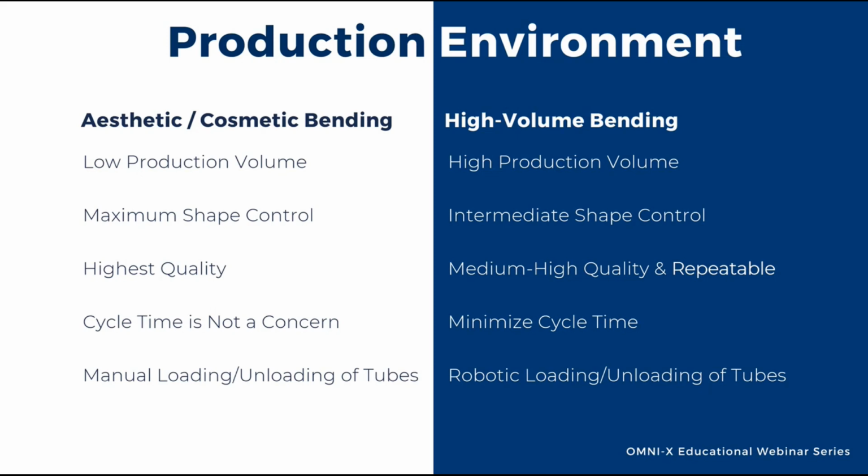High volume bending, on the other hand, inherently entails high production volumes. It allows for intermediate levels of shape control, medium to high quality levels, and consistent repeatable results. The goal of high volume production is to achieve sufficiently high quality while minimizing production cycle times. High volume tube bending also typically uses robots to load and unload the tubes.